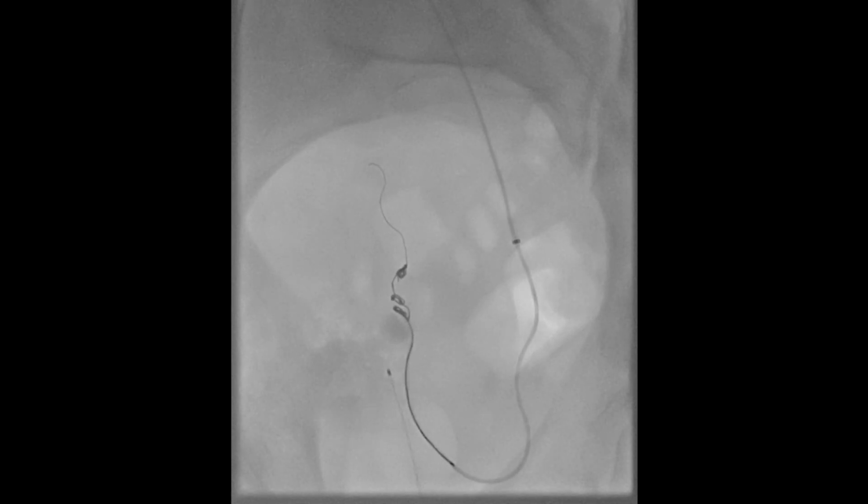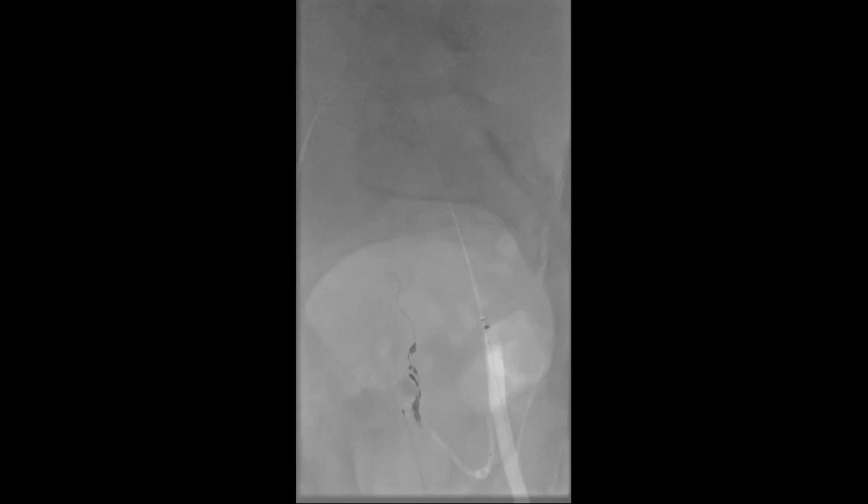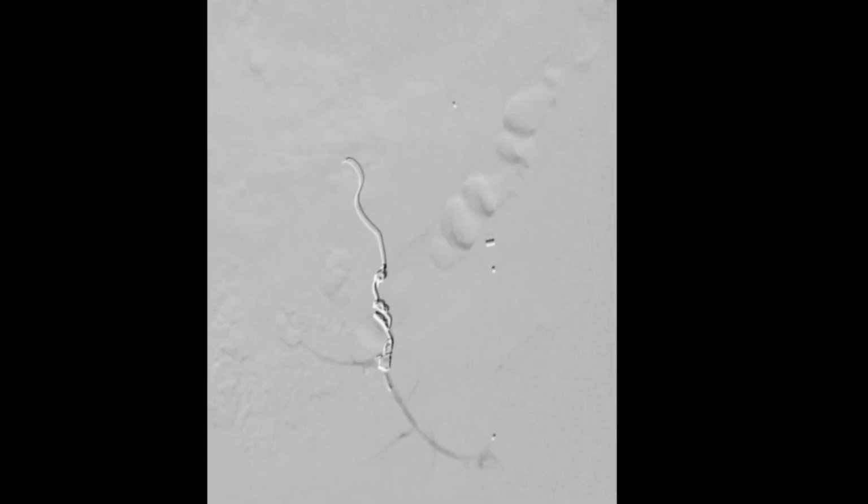followed by placement of 5 mm by 5 cm pushable coils in the inflow vessel to the pseudoaneurysm cavity. The pseudoaneurysm cavity and the inflow were coil embolized as shown in this figure. Repeat angiogram demonstrated no flow into the inferior epigastric artery pseudoaneurysm. This concludes our demonstration of successful coil embolization of inferior epigastric artery pseudoaneurysm.